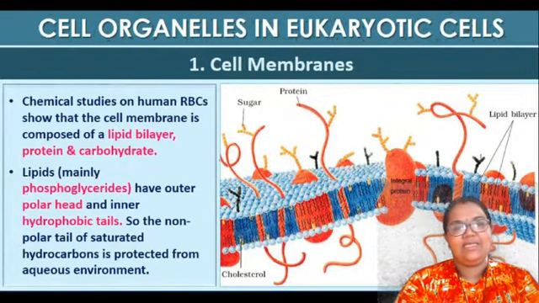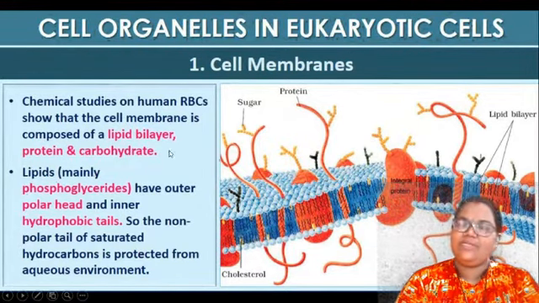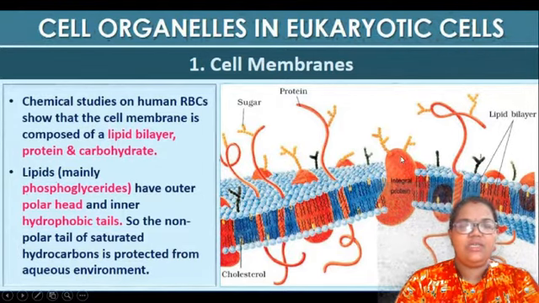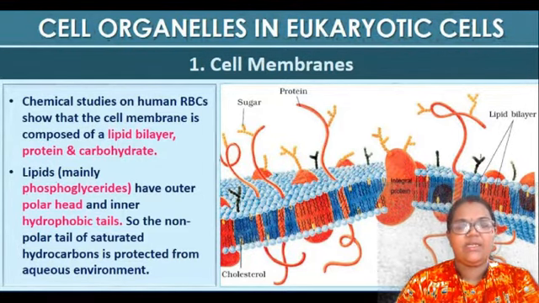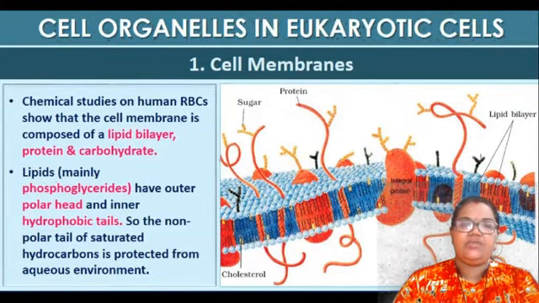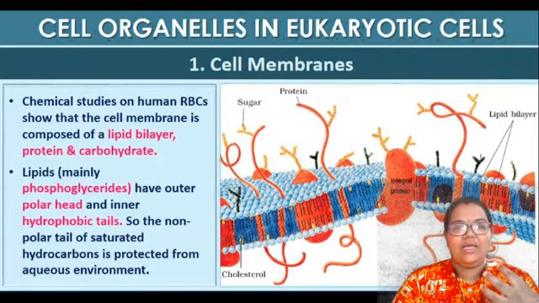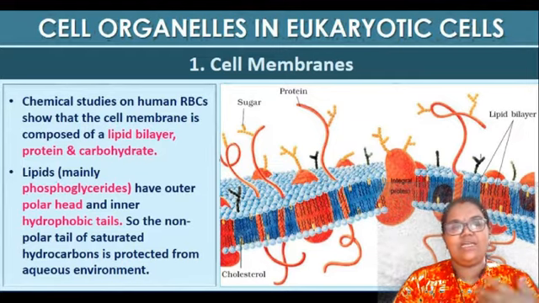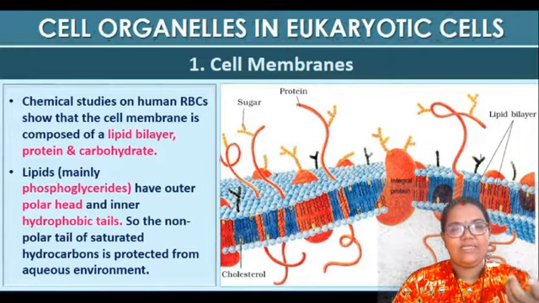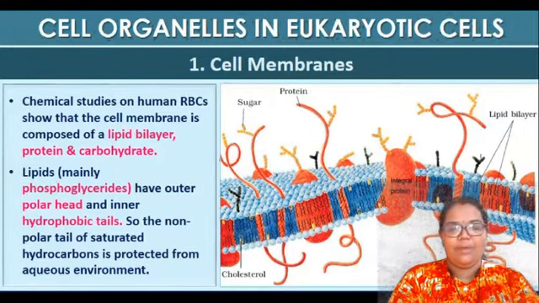Coming to the cell membrane, here you are seeing its structure, which is the most widely accepted structure. Many structures were proposed by different scientists, but this is the most accepted form, right? As you know, the cell membrane is semi-permeable. It allows only selective molecules or substances to go in and out. That's why we say it is semi-permeable or selectively permeable.